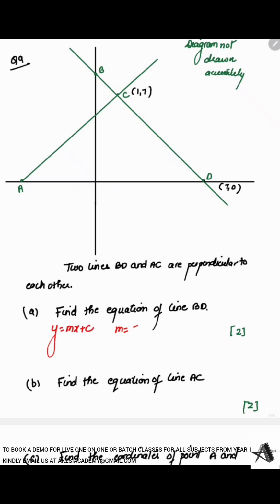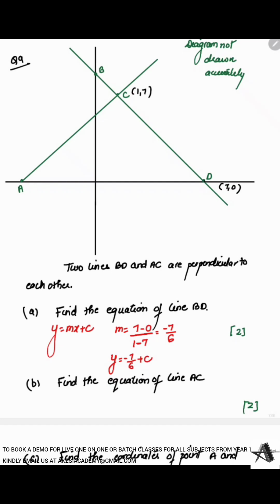y2 is 7. As I told you, y1, y2 is in your hand. You can write any one as y1 and any one as y2. 7 minus 0 over 1 minus 7. So 1 minus 7, answer is -7 over 6, which is the gradient. y equals -7 over 6 x plus c. Now calculate the value of c.